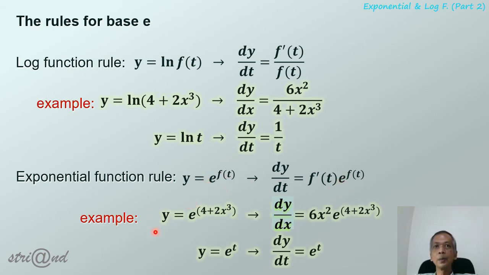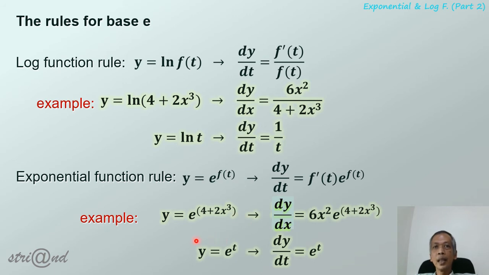So, for example, when we have y equals e to the power of 4 plus 2x cubed, the derivative of y with respect to x is the derivative of the function here, which is 6x squared, times e to the power of 4 plus 2x cubed.